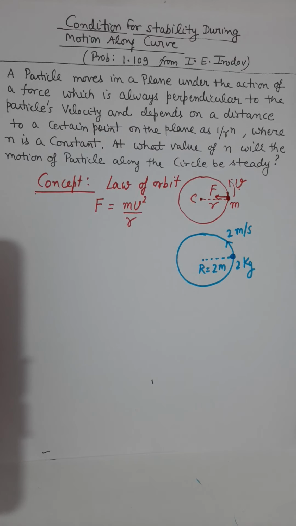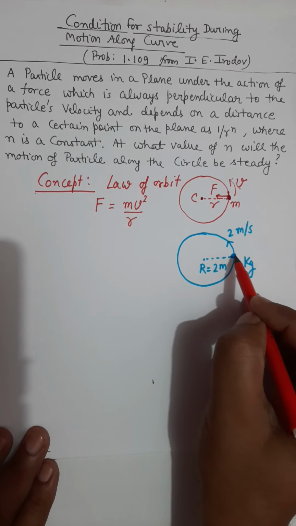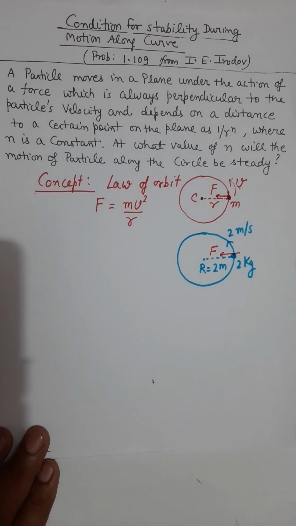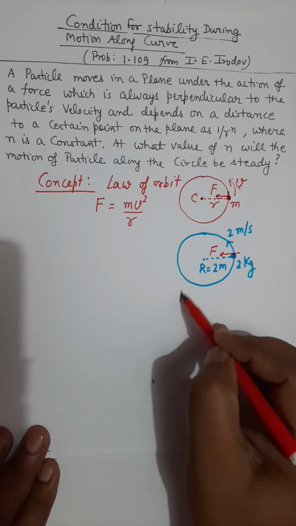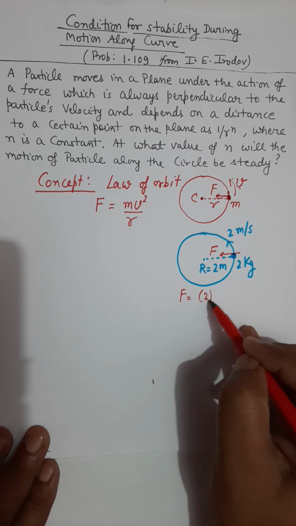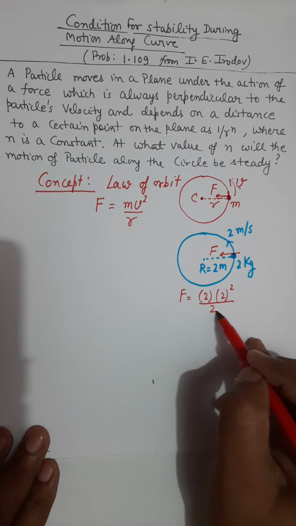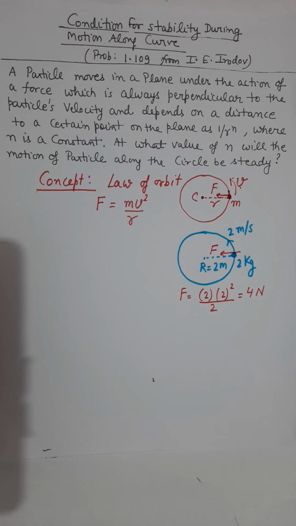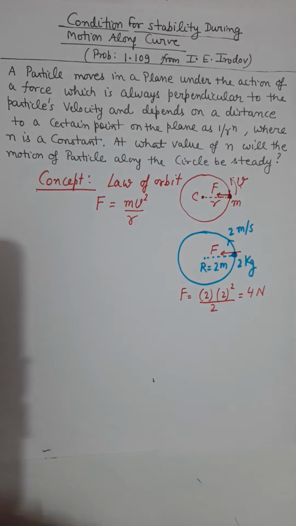I can fulfill my target if I apply a force on the particle towards the center, and the magnitude of force must be the appropriate value, which is mv square by r. That is 2 kilogram is mass, v square is 2 square, divided by radius 2, and that equals 4 Newton. So if I apply a force of 4 Newton on this particle towards the center of the circle, the particle will move in the orbit of radius 2 meter under the action of this force of 4 Newton.